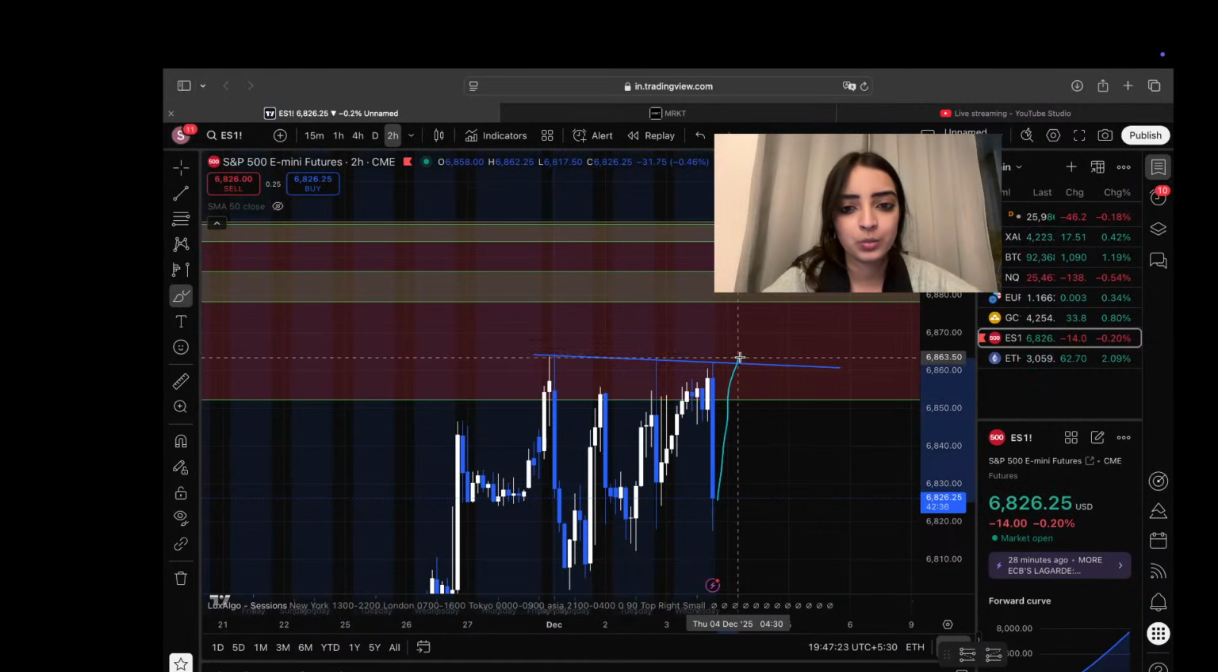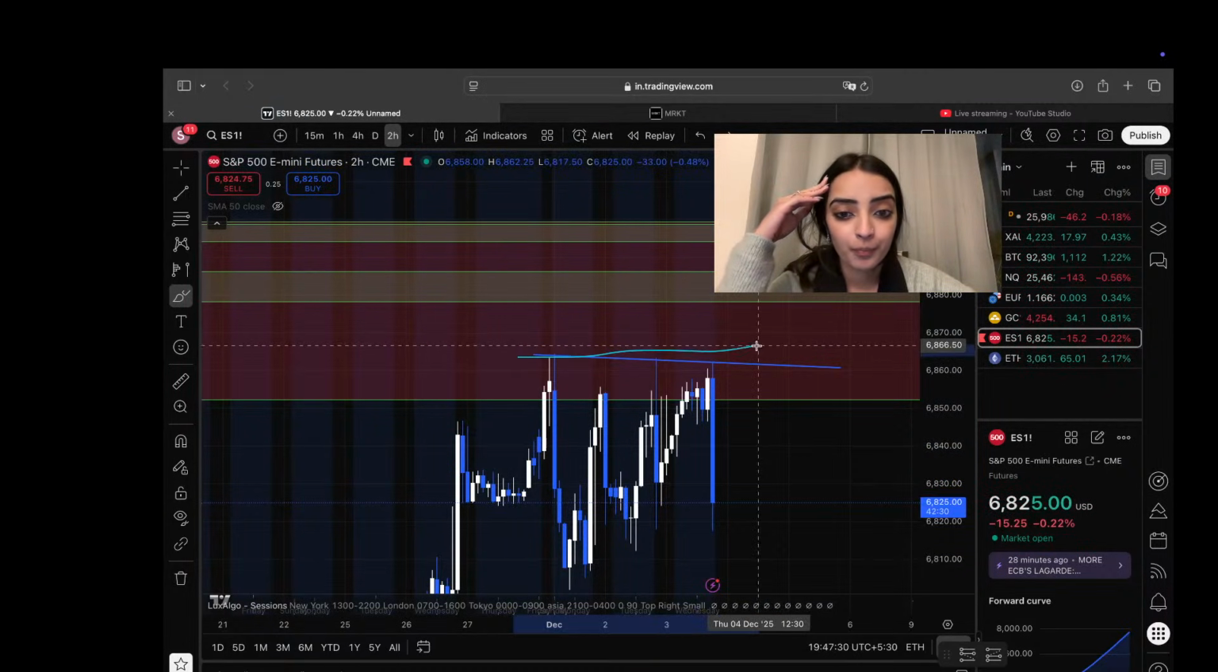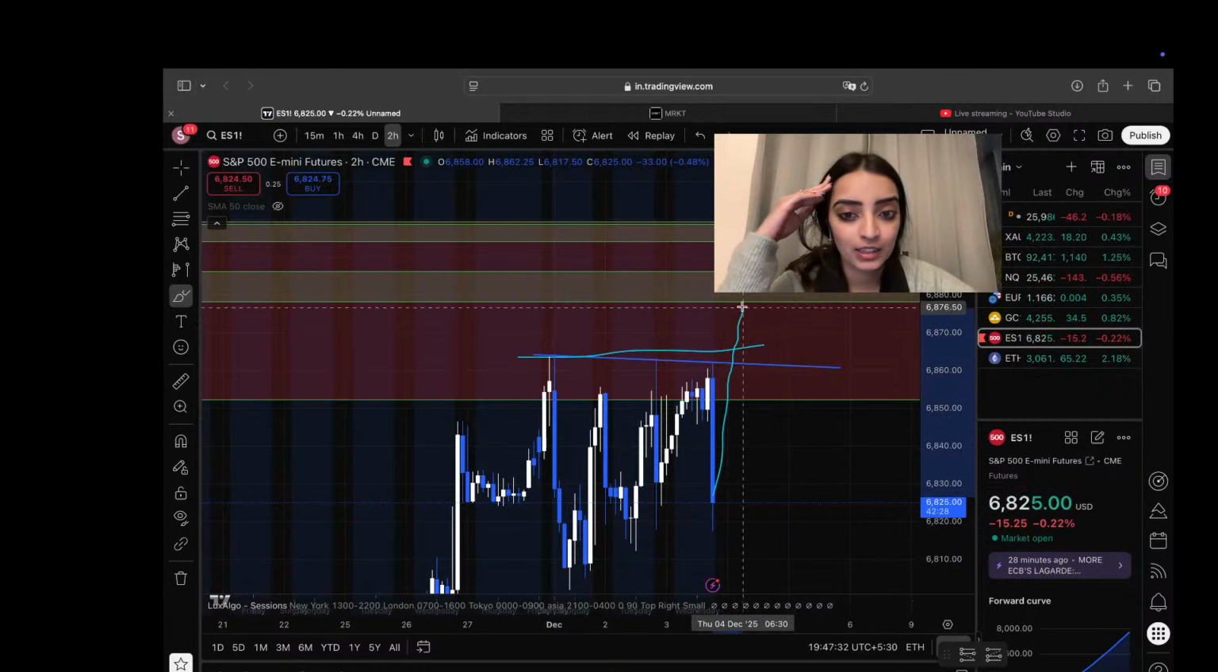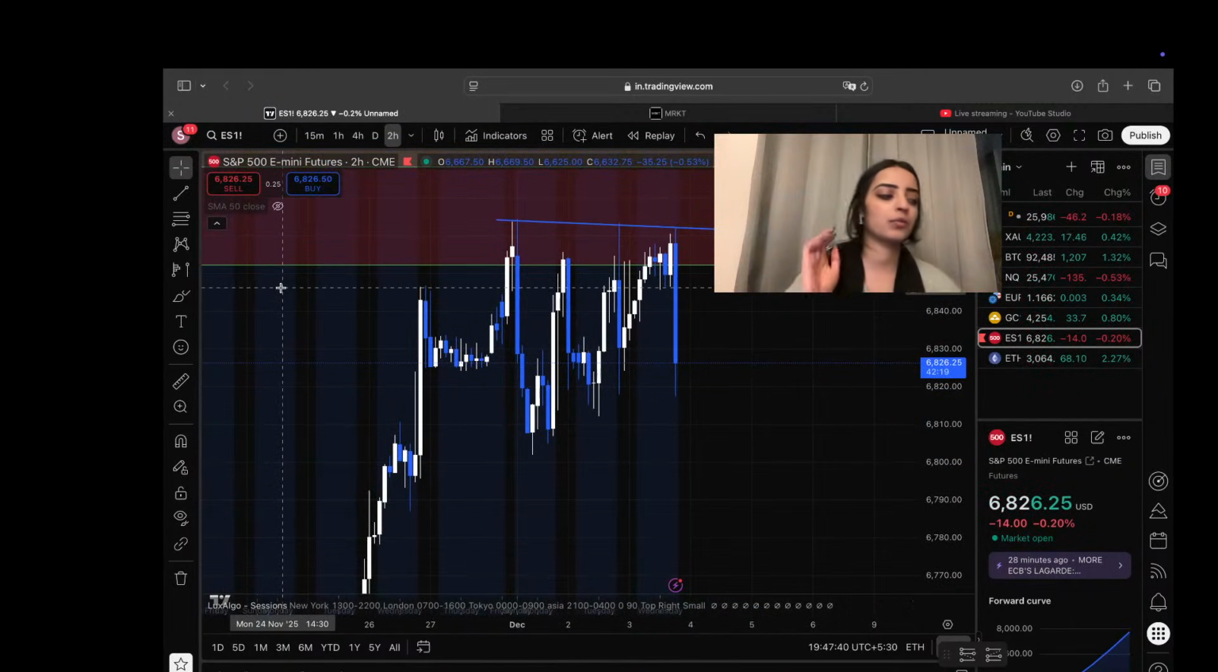I want the price to sweep all this, go here somewhere and then tap and then go down. Hopefully that happens. If the price sweeps this and it doesn't go all the way here, but if it still confirms some sort of a short here in order flow, then I don't mind taking that. Now let's see what are the chances for buys.